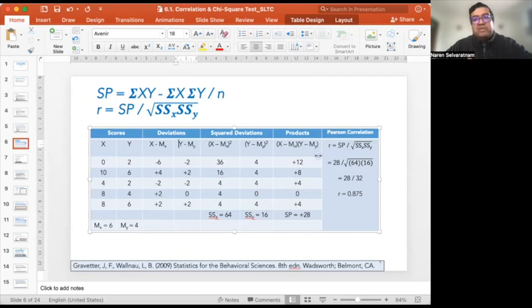Now, here we have our Pearson correlation formula. So Pearson correlation formula is sum of products divided by the square root of sum of squares x times sum of squares y. So sum of products is 28. So 28 divided by the square root of 64 times 16. So that would be 28 divided by 32, and you would have a resulting Pearson correlation of 0.875. Okay. Now, this is the Pearson correlation.